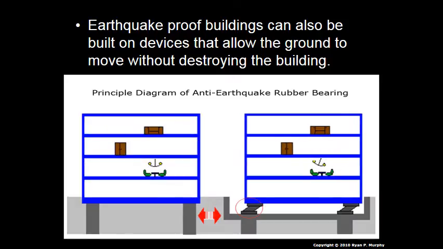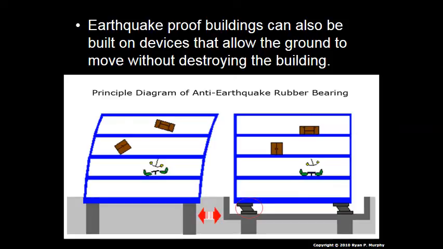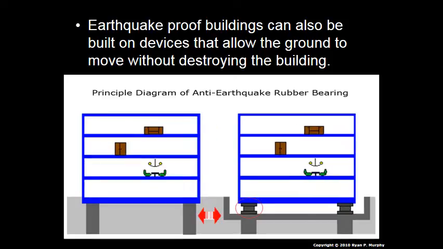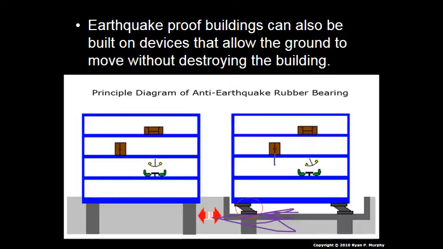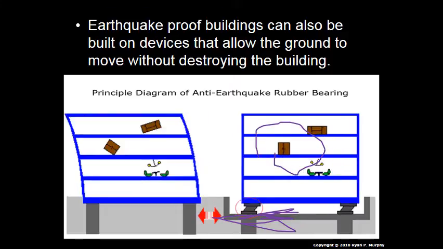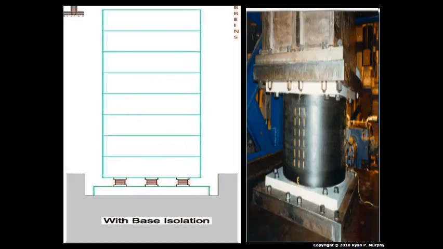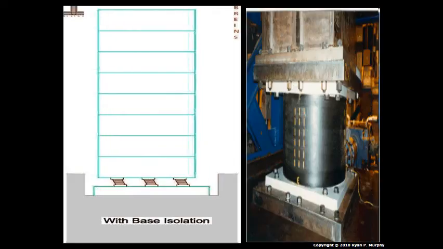You also have situations like this where you can have something with a movable base. As the ground is shaking back and forth down here, this whole building can stay where it is while it does that. Here's another example of that, and here's an actual picture of one of those devices.